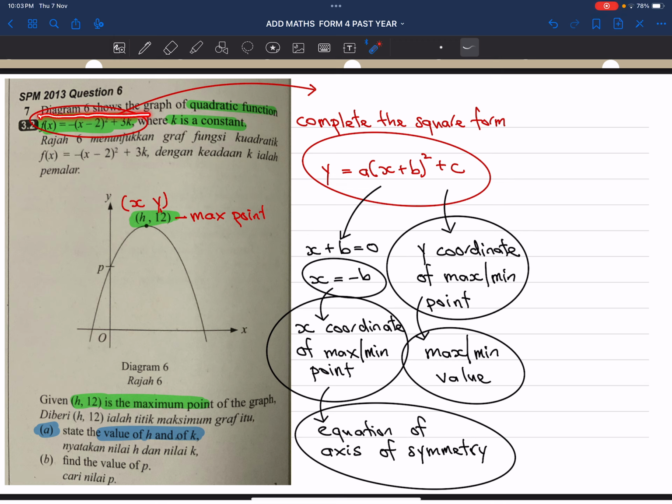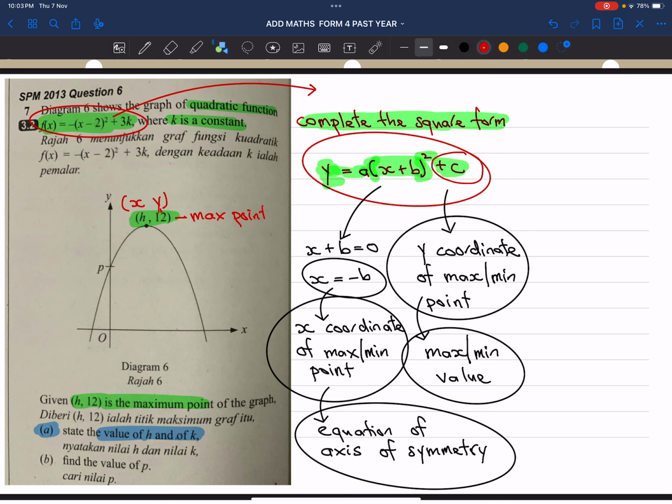Diagram 6 shows the graph of quadratic function f(x) equals negative (x minus 2) squared plus 3k, where k is a constant. Now, the moment you see this quadratic function, you realize that it is in the form of complete the square. And complete the square has the form of y or f(x) equals a(x plus b) squared plus c.